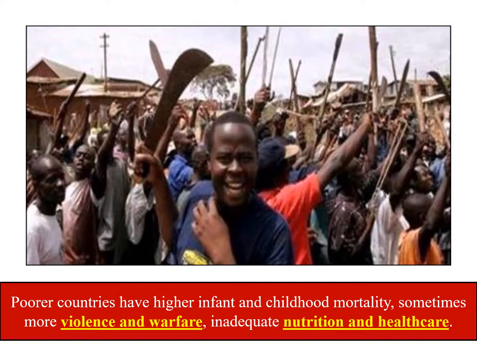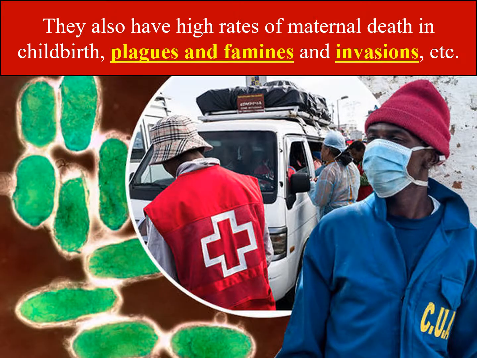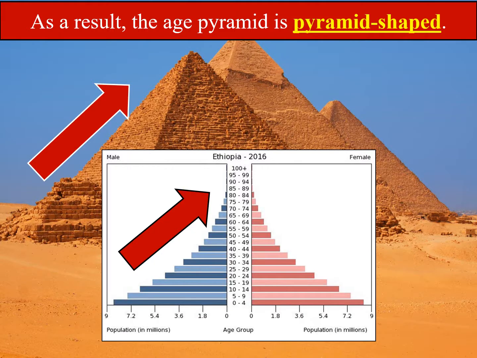Poorer countries have higher infant mortality rates and child mortality, sometimes because there's more violence and warfare and also inadequate nutrition and health care. They also have high rates of maternal death, which would be the mother, in childbirth because of plagues and famines and invasions, etc. As a result, the age pyramid is pyramid shape.